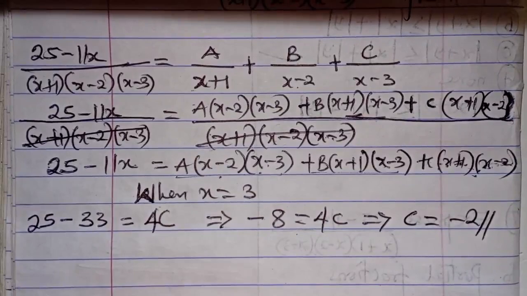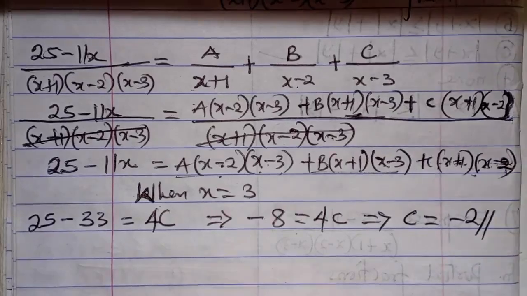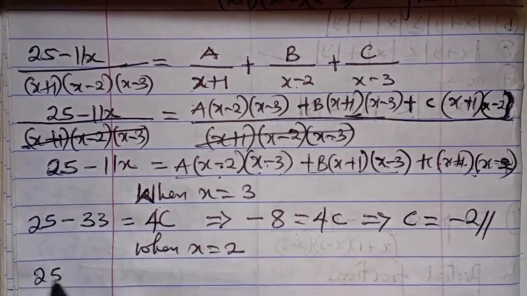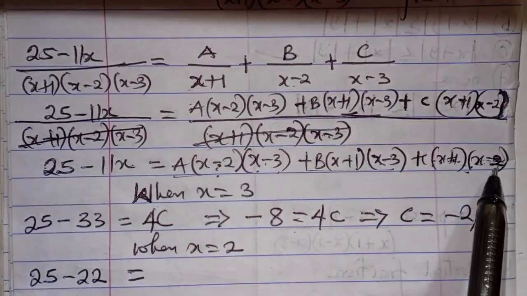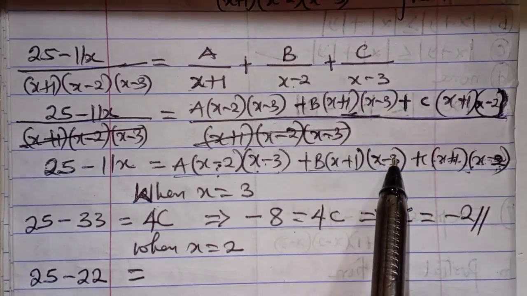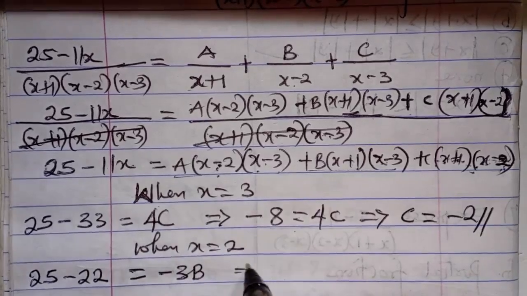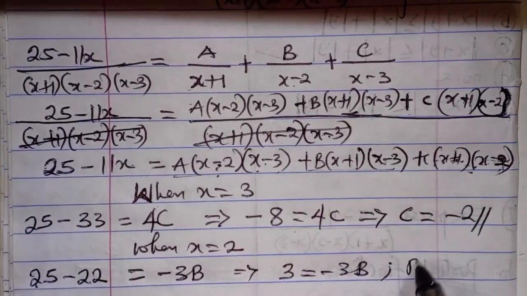We have gotten c. Now let's eliminate maybe b and c or a and c to get b. Let's get b. We have x minus 2 here and x minus 2 here. So if I say when x equal to 2, we'll be having 25 minus 22. Of course, 2 times 11 is 22. Put 2 here, 0. 2 here, 0. Everything here, 0, 0. So this will be 2 plus 1 is 3. 2 minus 3 is minus 1. So 3 times minus 1 is minus 3. 25 minus 22 is 3. That means b is equal to minus 1.